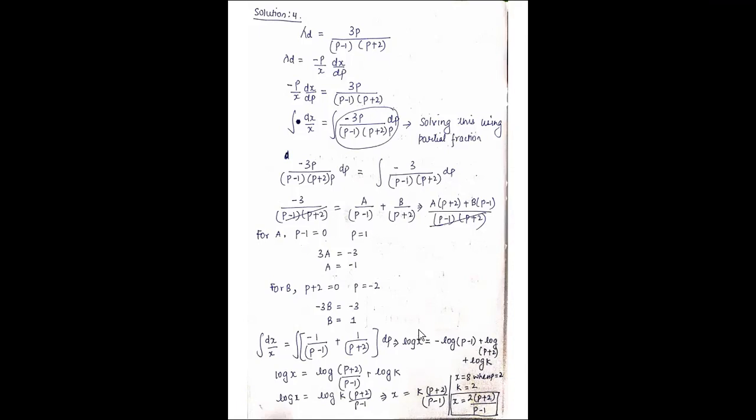So 1 by x formula log x, and 1 by p, using the same formula, 1 log p minus 1 log p plus 2. And log k is the integral constant, because in both sides all terms are log. This is why log k is used for the constant. So x equals here given this one.